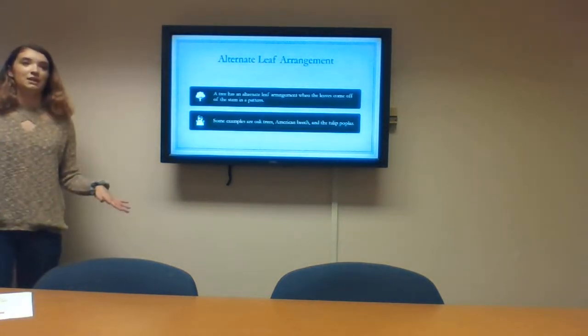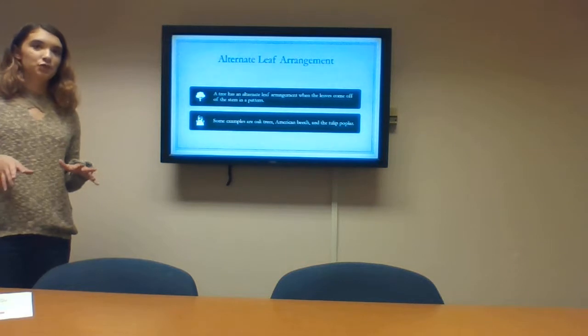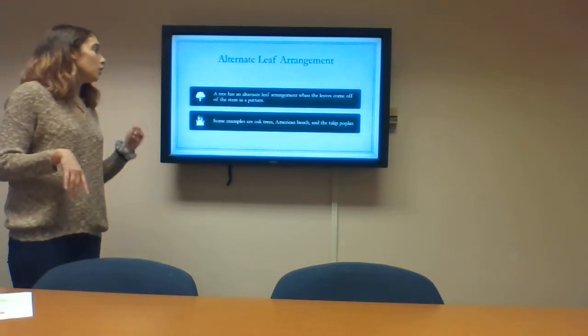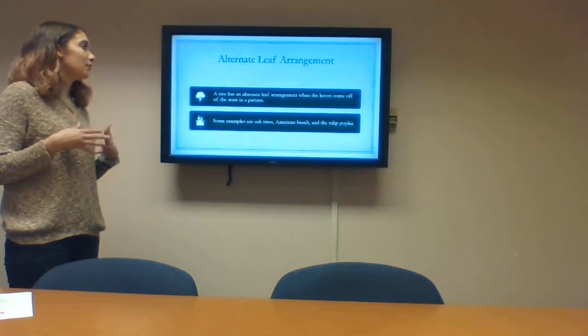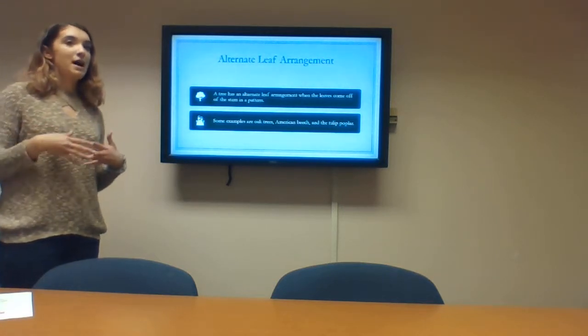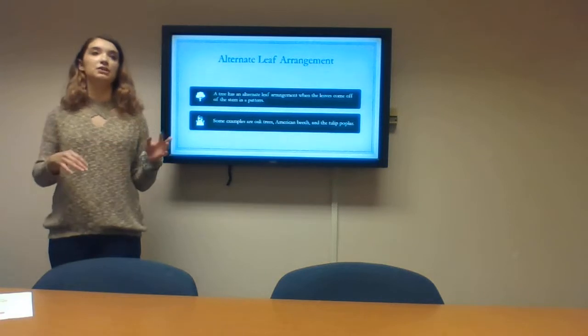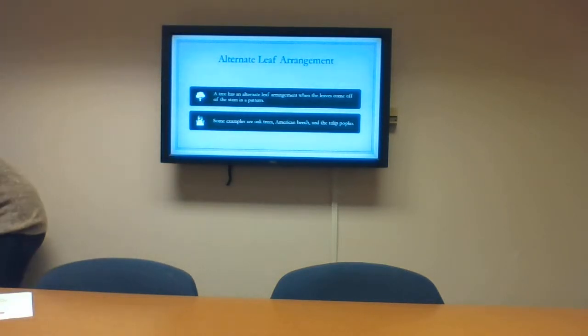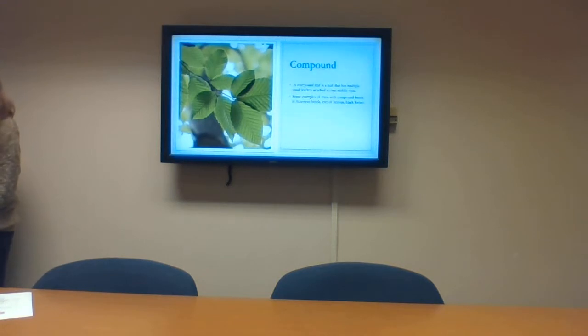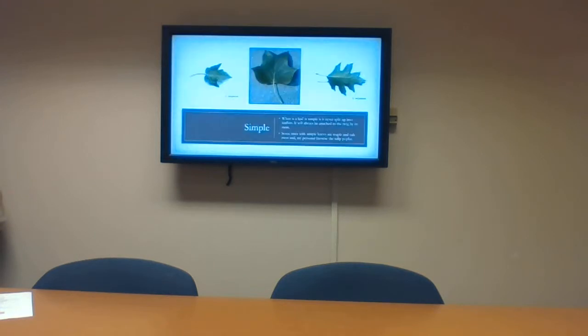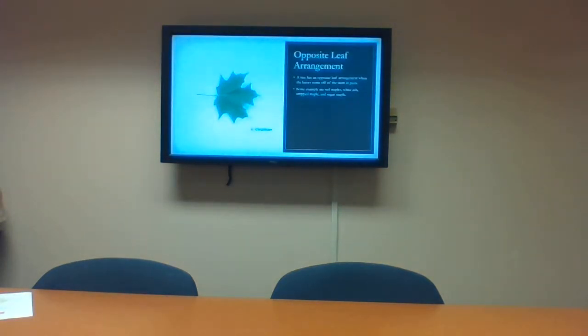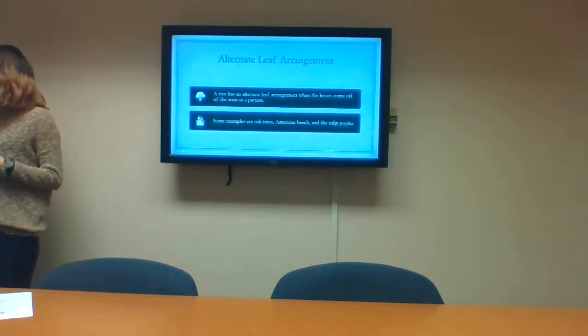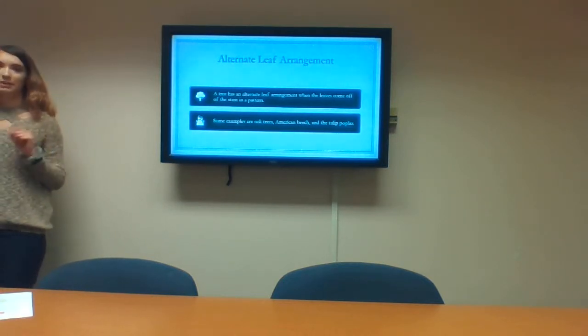So next is leaf arrangement. This is where it gets a little bit tricky, but I swear you'll get it. So alternate is when the leaf comes out of the stem or leaves in a pattern. So basically they're just not across from each other. If we go back and look at the American beech, this is alternate because the leaflets are coming out of the stem in tiny stems, but they're not across from each other. Some other examples of alternate leaf arrangement is the tulip poplar.